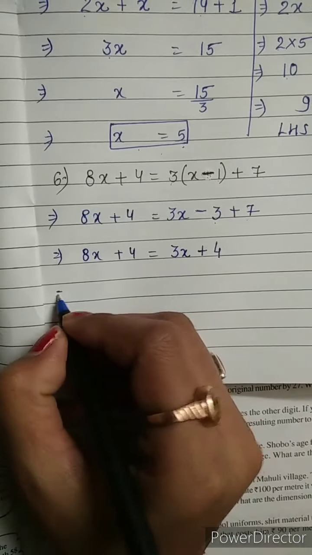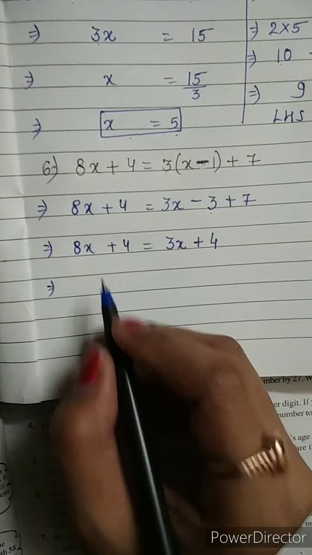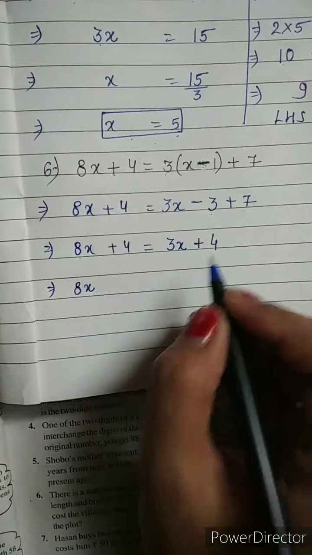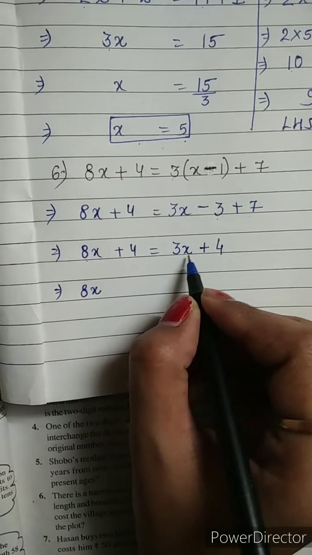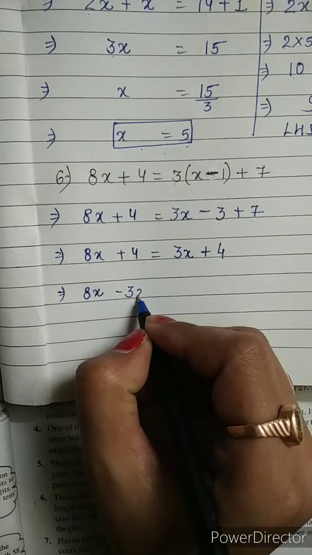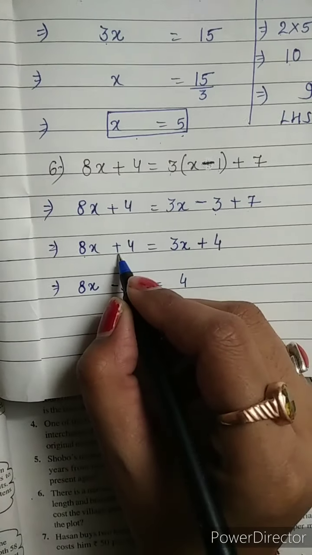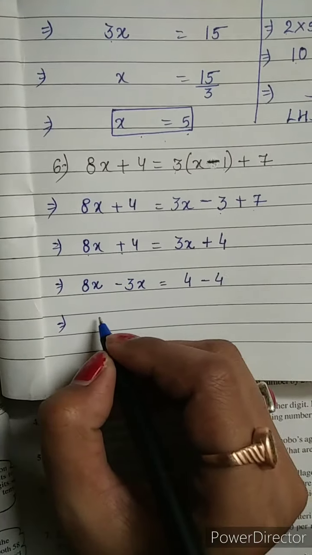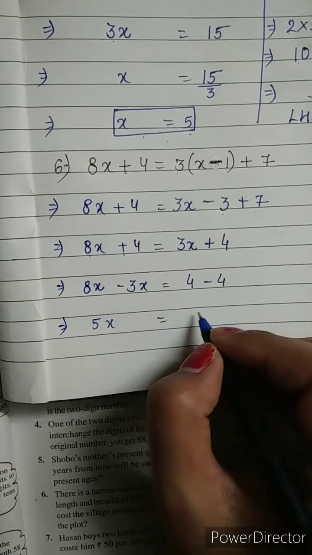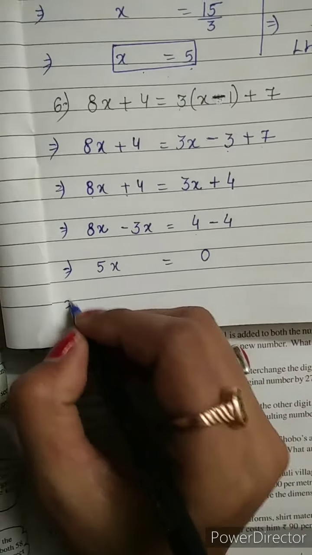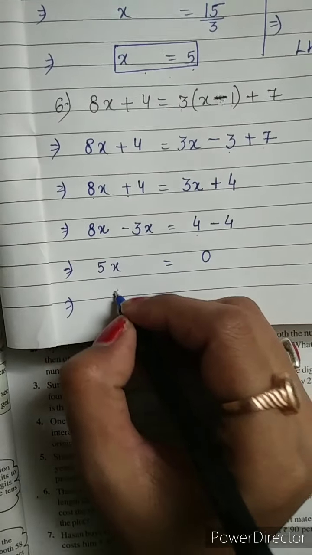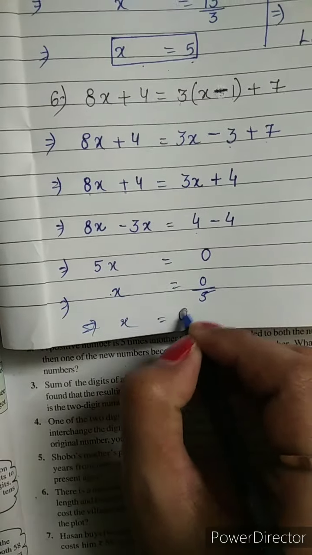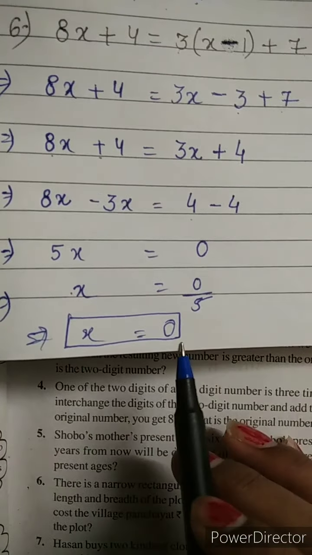Now it's time to shuffle variable and constant. Here we have 8x, so we will call the x term from the opposite side. In the opposite side 3x is positive, so it will go negative. Here 4, this positive 4 will go with a negative symbol. So 8 minus 3 is 5x is equal to 4 minus 4 is 0. Now when we divide 0 by 5, its answer is x is equal to 0. It means we have x value equal to 0.